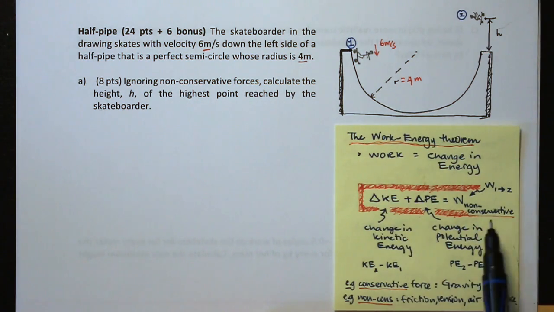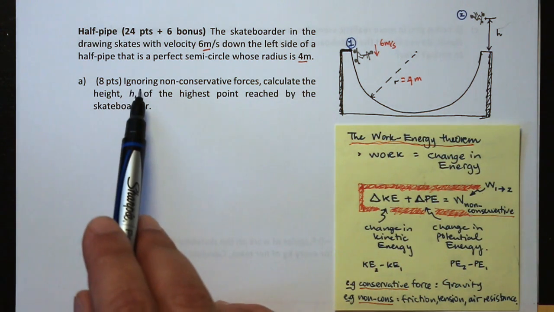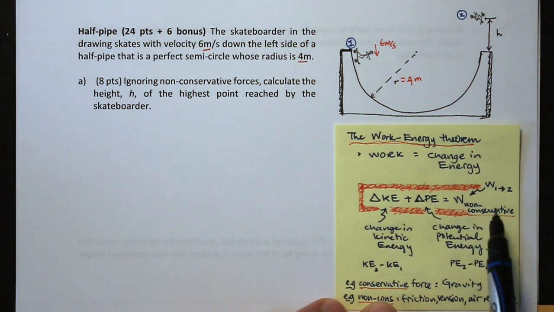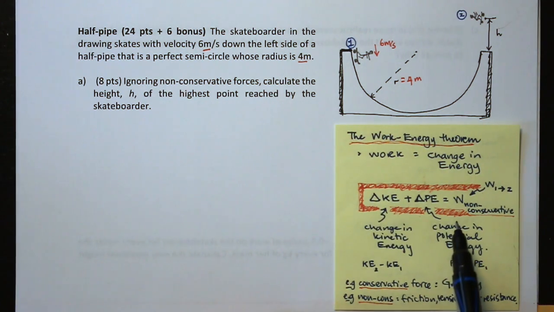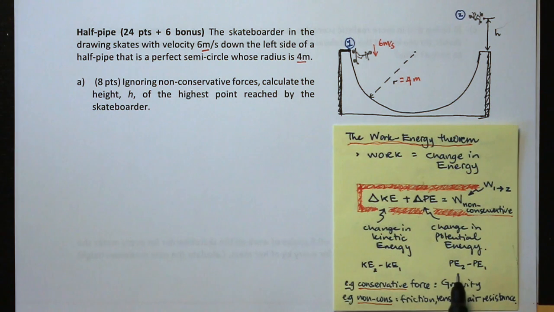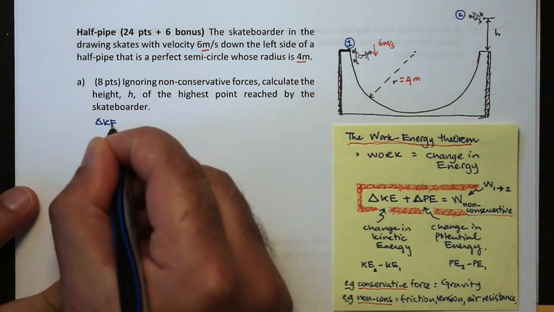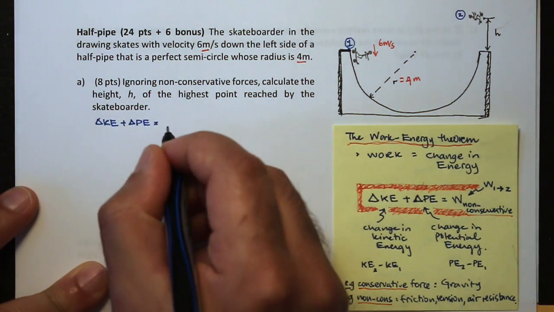And this is always true. The special case, of course, is if the non-conservative forces are doing no work, which is the case in part A. When it says ignore non-conservative forces, that means that they do no work, zero work. So that means that this is going to result in delta KE plus delta PE between the two points 2 and 1 equal to 0. They sum up to 0. So I start with writing up this particular statement of the work energy theorem.